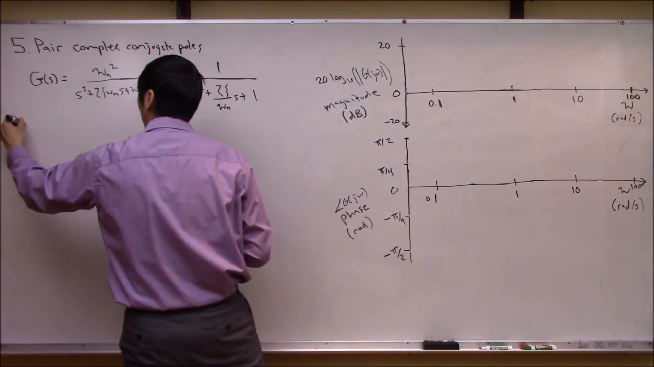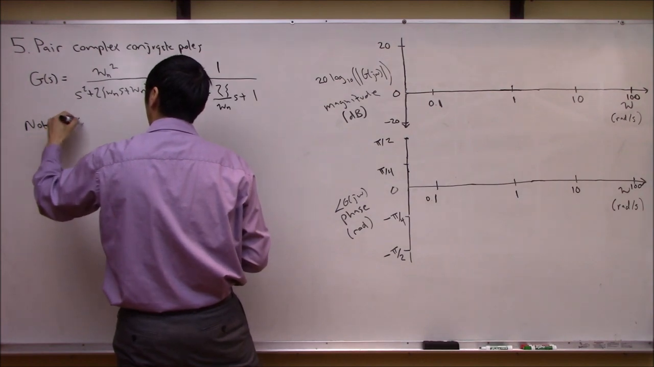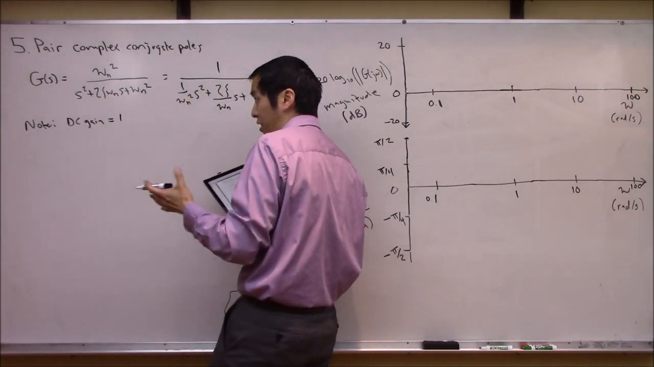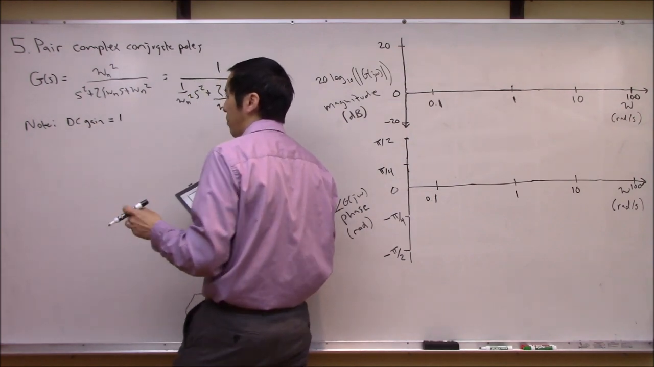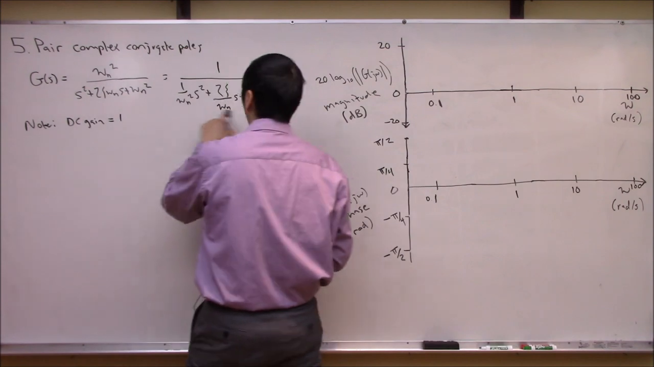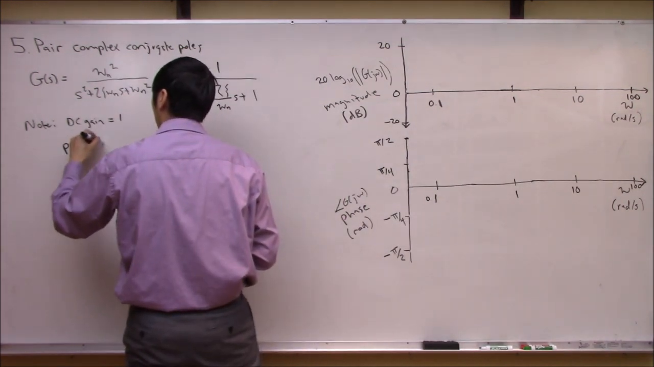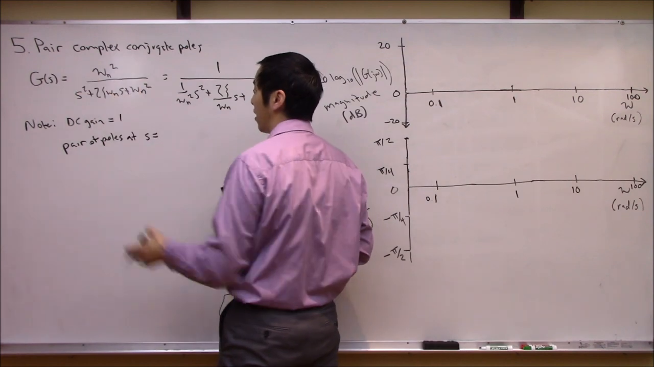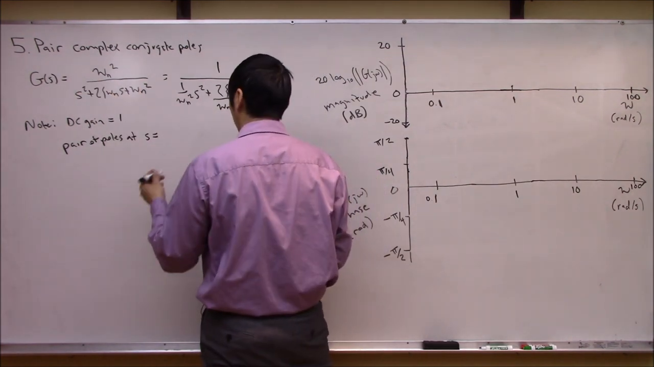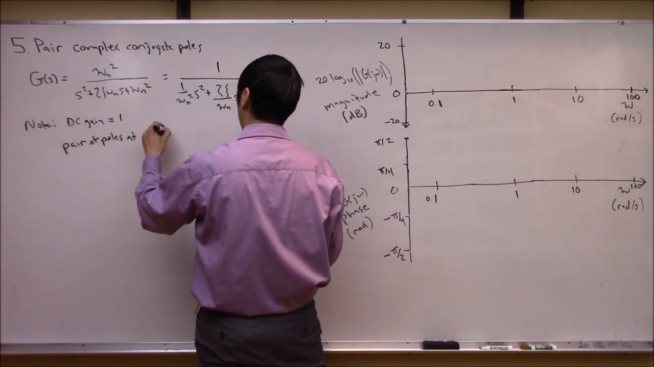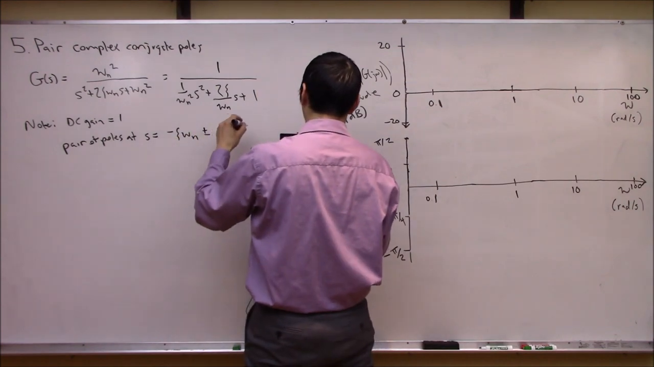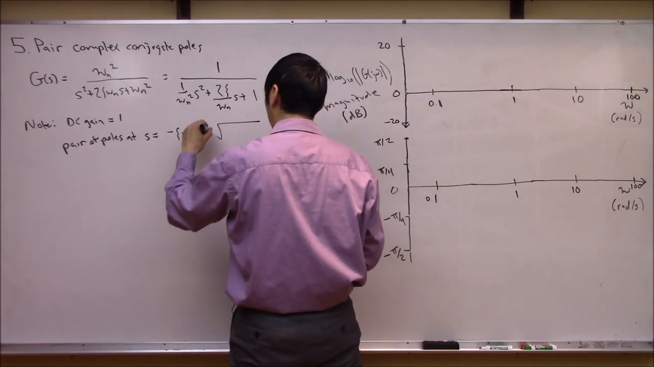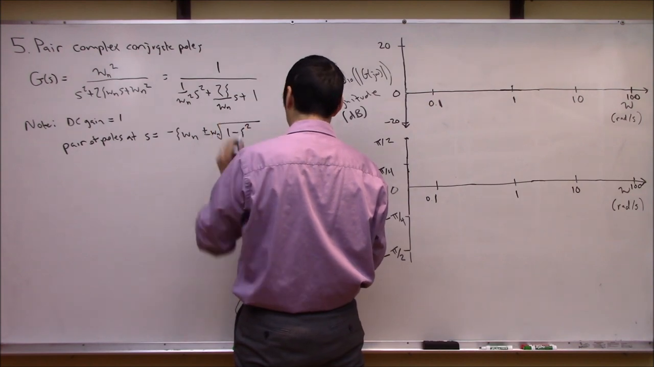A couple of things to note about this transfer function. It has a DC gain of 1, and I keep stressing that because it's going to be important later when we start composing these together, but maybe I'm getting a little ahead of myself. Also, where are the poles of this thing? You just solve the denominator equal to 0, or hopefully you've seen this enough that you know the roots of a standard second order transfer function. It has poles at s equal to minus zeta omega n, plus or minus omega n times the square root of 1 minus zeta squared.